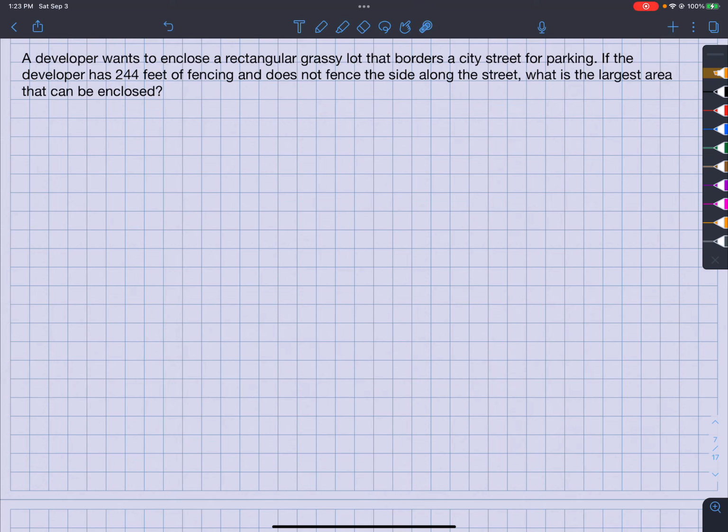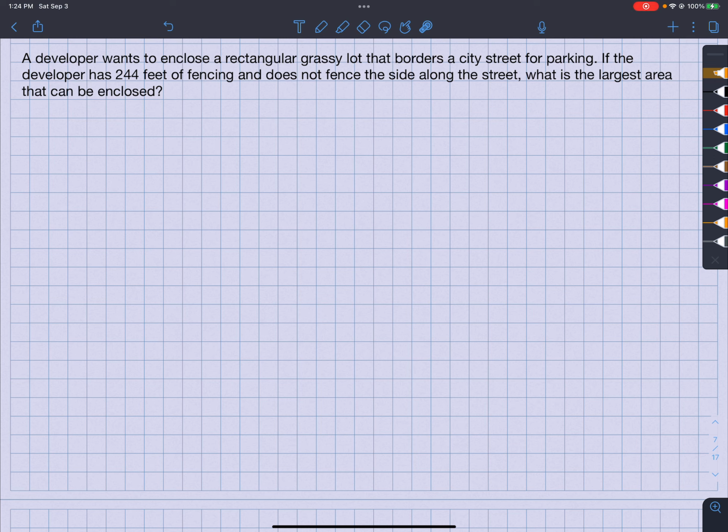A developer wants to enclose a rectangular grassy lot that borders a city street for parking. If the developer has 244 feet of fencing and does not fence the side along the street, what's the largest area that can be enclosed? All right, let's take a look here.